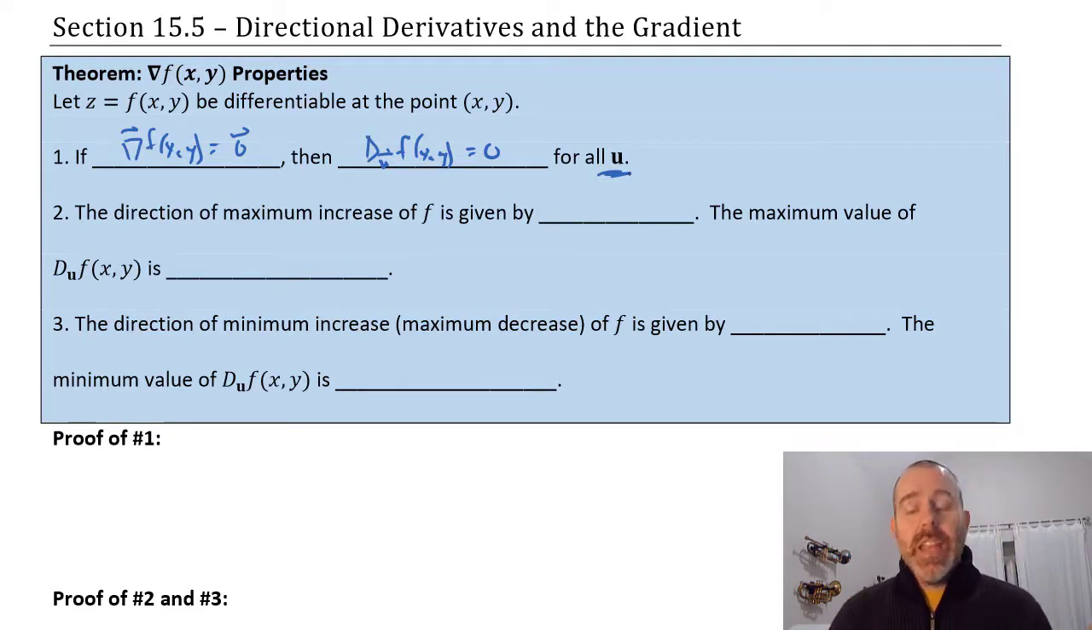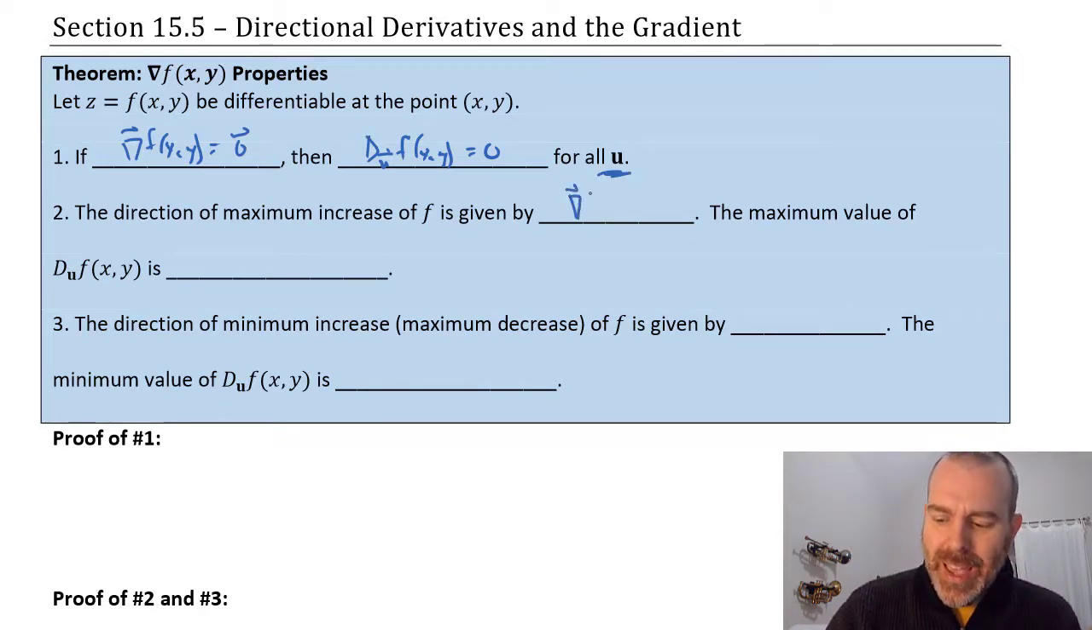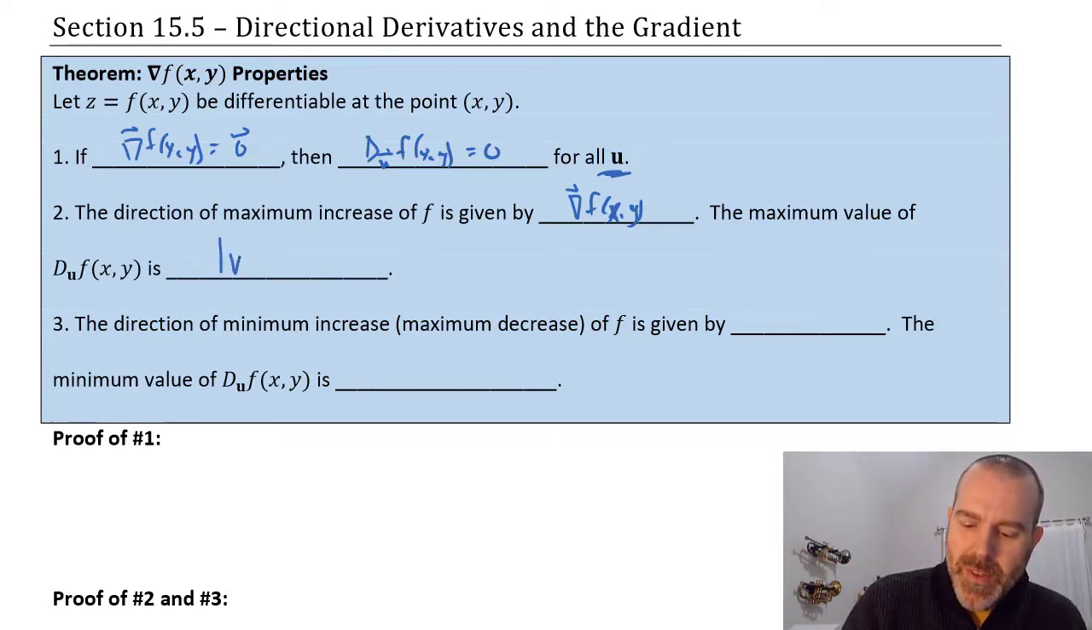Next one, this is kind of interesting. We're going to investigate this and prove it in a second. The direction of maximum increase of the function: we have a function of two variables, z. The direction where the height is changing the quickest is the gradient. And also, the maximum value of the directional derivative would then be the magnitude of the gradient.